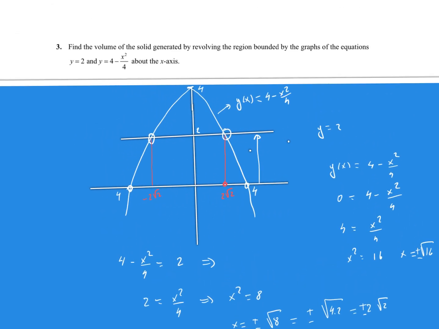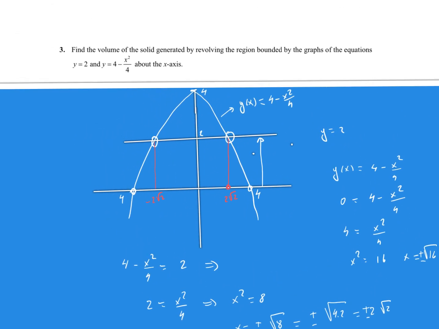Now we can read the problem again. It says, find the volume of the solid generated by revolving the region bounded by the graph of the equation y equals 2 and the parabola about the x-axis. The region bounded by the two graphs is this region, and I have to revolve it about the x-axis. When I revolve, I will obtain a figure that has a volume, and the problem is asking what is the volume of this figure.